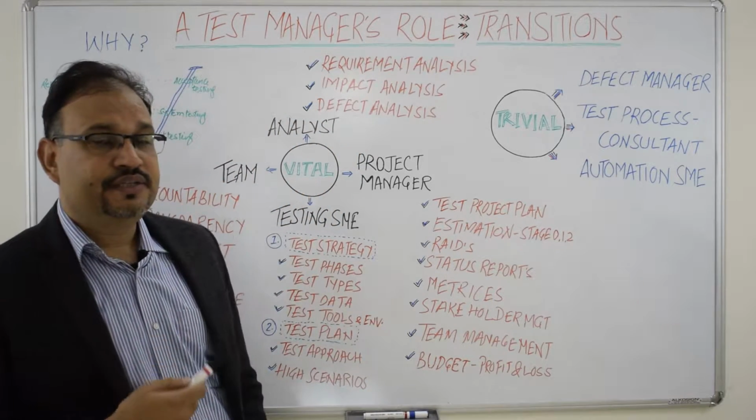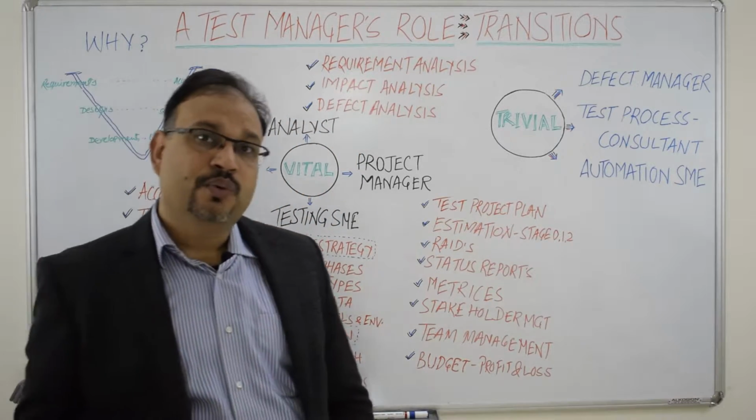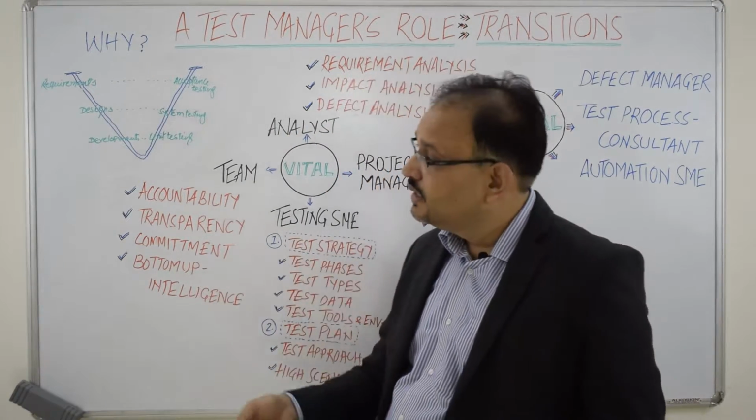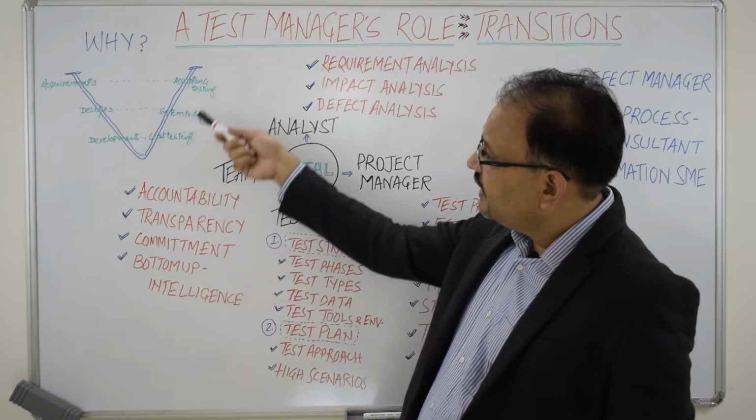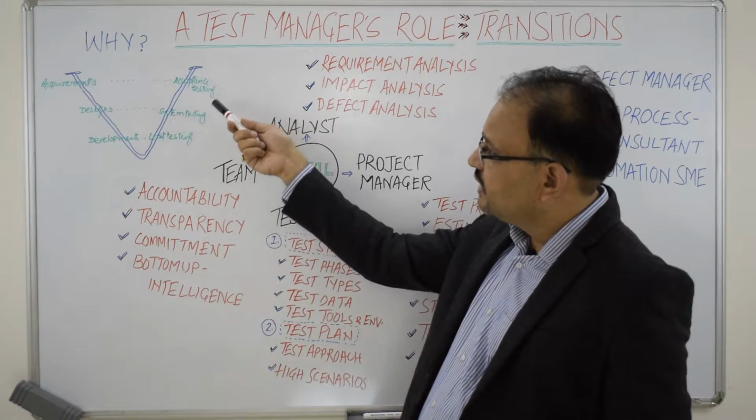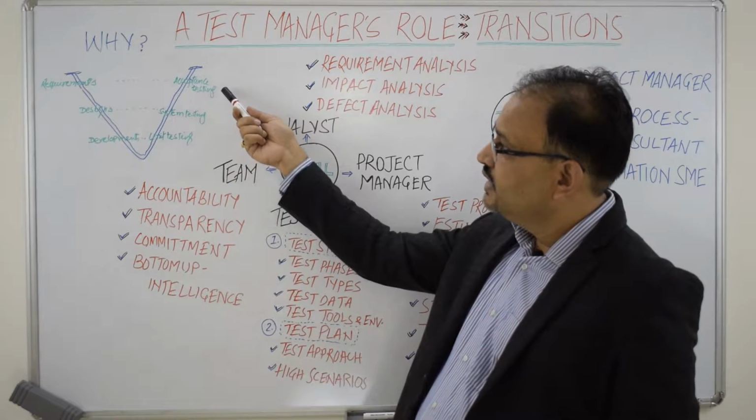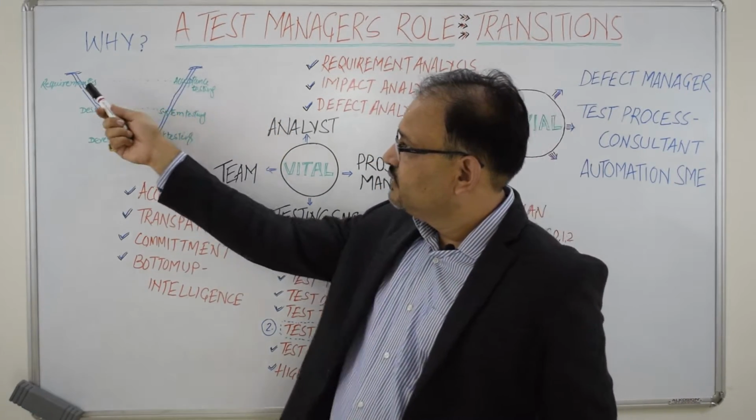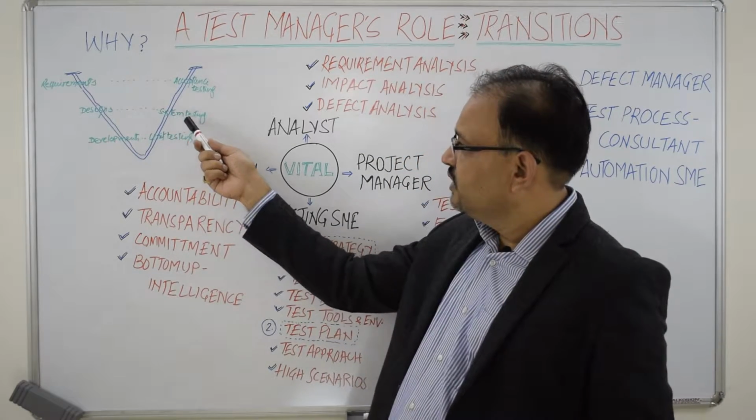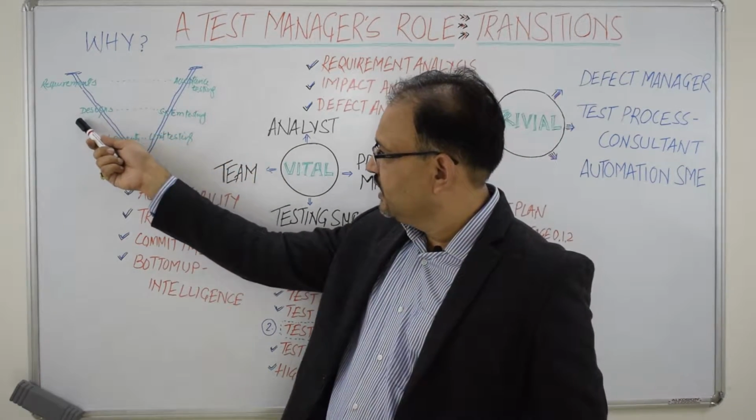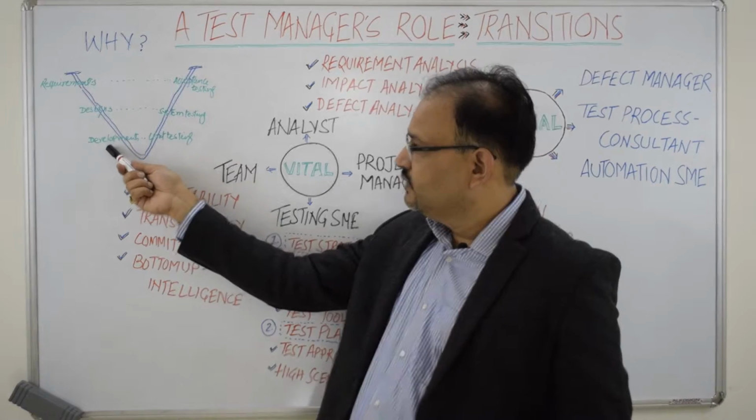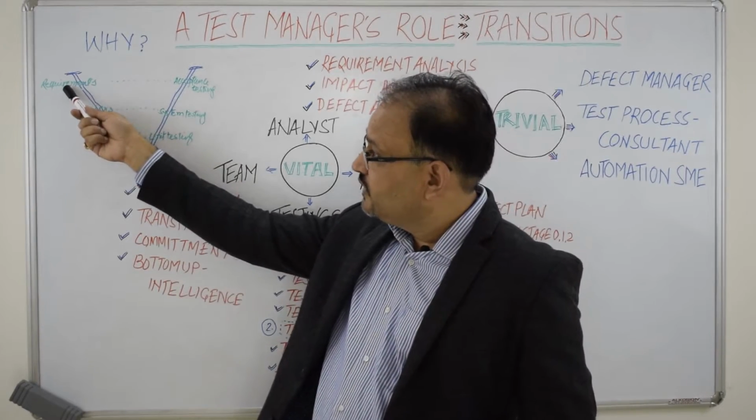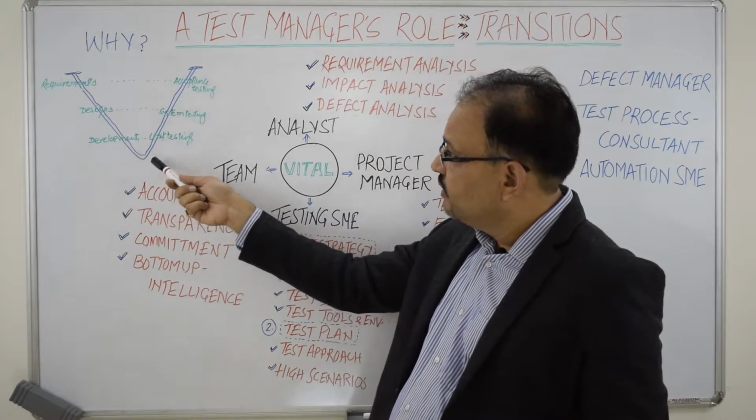Before we get into the details of these roles, let's understand why a test manager has to undertake these roles at all. The answer lies in the V model. On the left hand side of the V model are the set of prescribed testing. Each of the testing relates to one of the development phases. User acceptance testing with the business requirements, system testing or system integration testing with the system design, unit testing with the development.